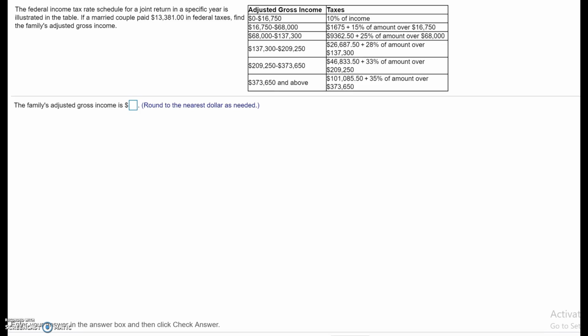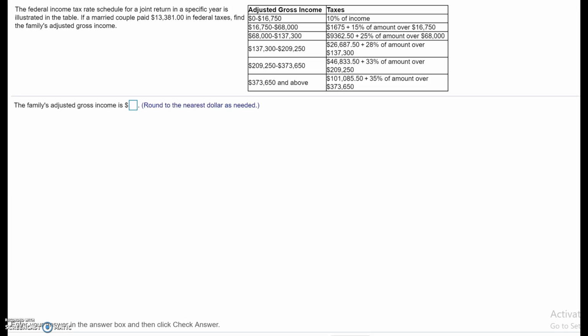So here's the deal when you're solving this problem. The first thing you have to do is identify which income tax bracket the individual is in. So if we're looking at this, the bill was $13,381. Okay? This column represents the taxes, which is the tax bill, and then the first column represents the person's adjusted gross income. So we're going to use the tax bill, which was $13,381, and see which one of these tax bills it's closest to.